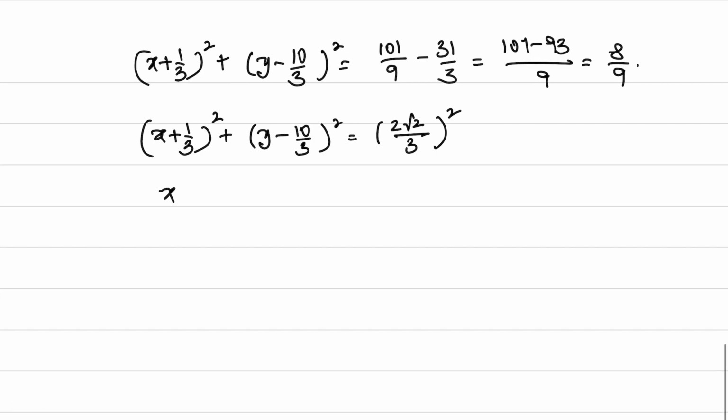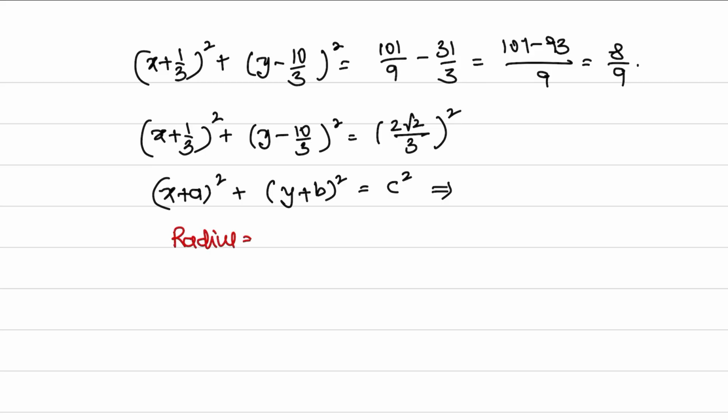Then this is in the form (x + a) whole square plus (y + b) whole square is equal to c square. Then what is the radius? It is a circle with radius equal to 2 root 2 by 3. And what is the center? Minus a and minus b. What is minus a? It is minus 1 by 3. Minus b means minus of minus 10 by 3, which is 10 by 3.